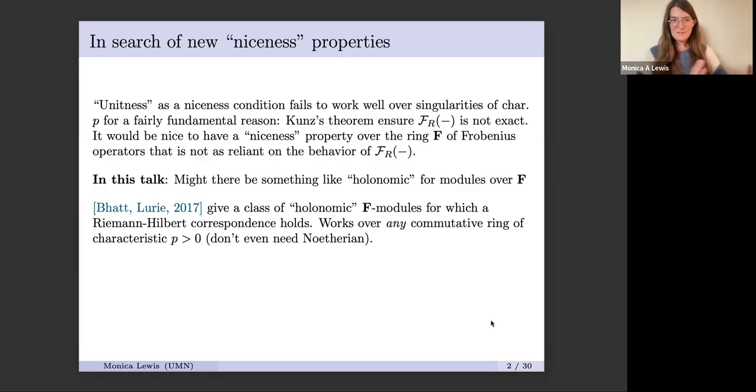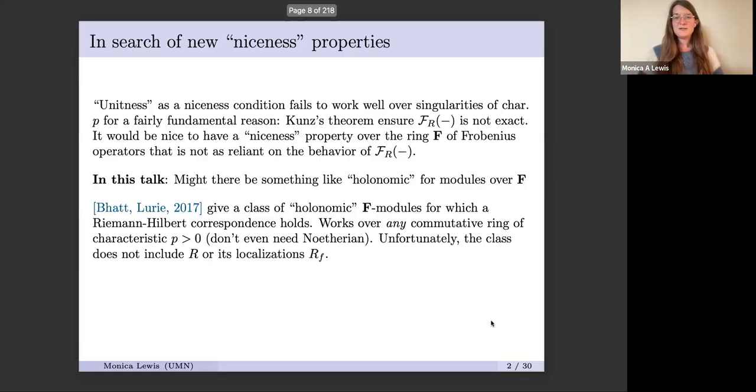The reason that we're stepping outside of that context here is their class of modules does not include the ring R itself or its localizations, unless I'm severely misunderstanding how their theory works, in that their version of holonomic only works for perfect F-modules. Now, it is an open question whether there is a way to deal with, for example, the perfection of local cohomology and whether that might be holonomic in this sense, and whether you could extract finiteness properties of local cohomology from the Bhatt and Lurie notion of holonomic.